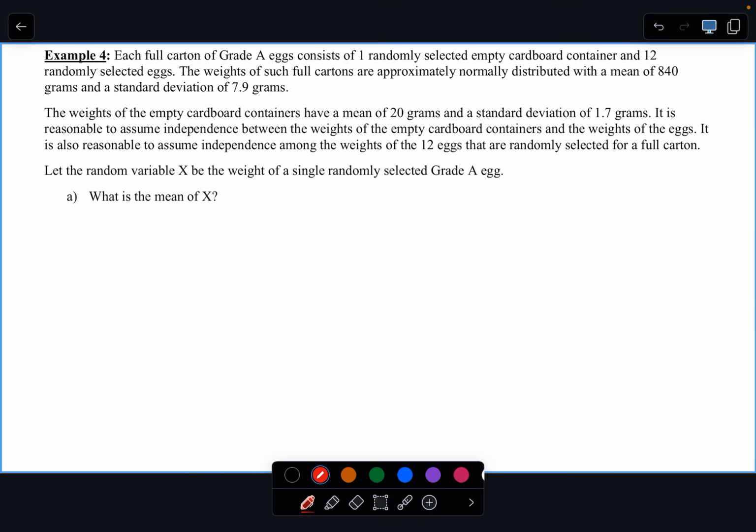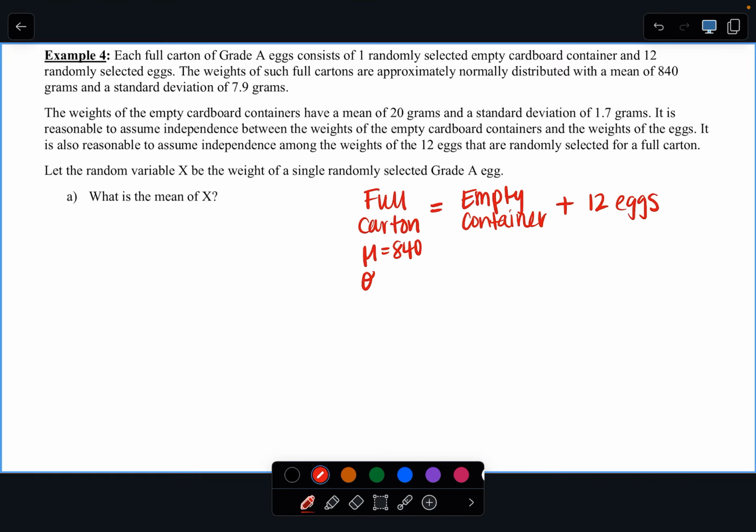So that seems important. So I'm going to say a full carton is equal to an empty container plus 12 eggs. Makes sense. The weights of such full cartons are approximately normal, with a mean of 840 and a standard deviation of 7.9. So I'm going to pull that information out. Mean of 840, standard deviation of 7.9. Again, just so I don't have to read through the question 2 or 3 times to get what I need.